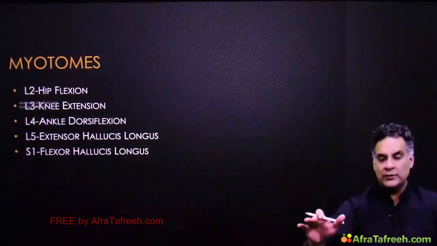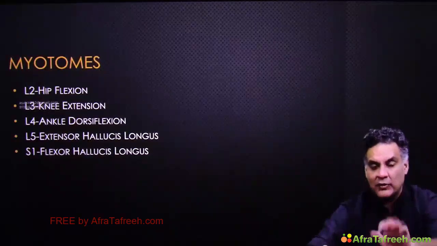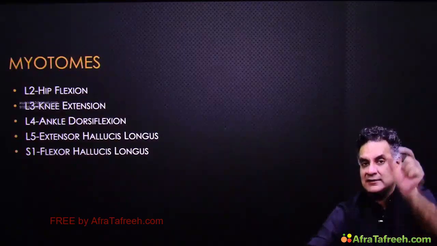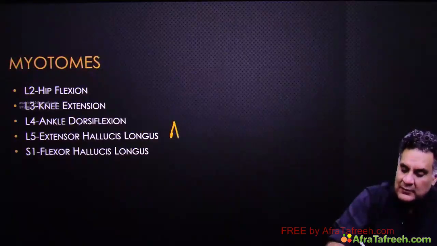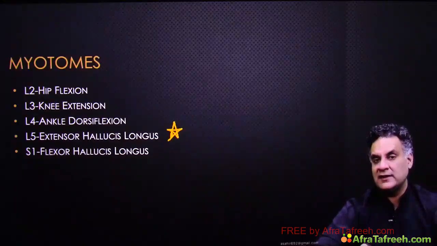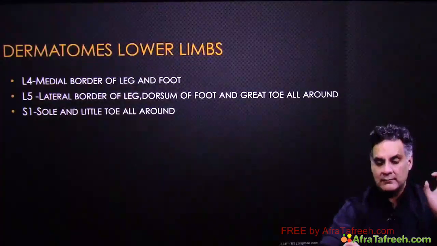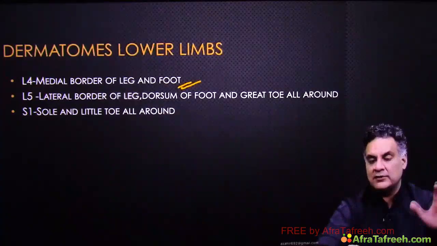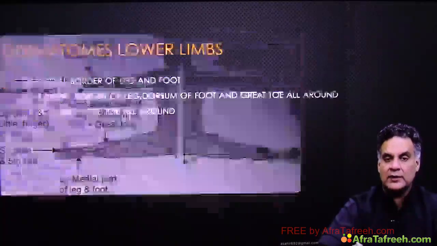Myotomes: L2, hip flexion. L3, quadriceps, knee extension. L4, ankle dorsiflexion. L5, extensors of the great toe, extensor hallucis longus. Commonest compressed nerve root. Important for you to remember. S1, flexor hallucis longus. Dermatome, sensory supply of lower limb. L4, medial part of leg and foot. L5, lateral aspect of leg, dorsum of foot and great toe all around. S1, sole and little toe all around.